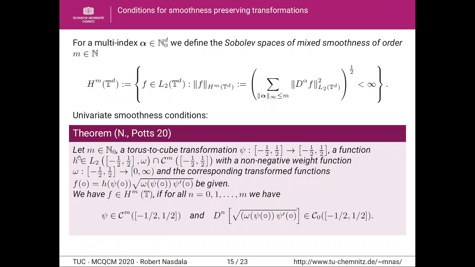Essentially, we take an H in our weighted L2 space that is additionally m times continuously differentiable. And we could show that our periodized function is indeed in H^m if, on one hand, the transformation itself is m times continuously differentiable, and we need the derivatives of the square root to be in C0 up to order m, which means the higher derivatives still have to go to 0 in the boundary points.